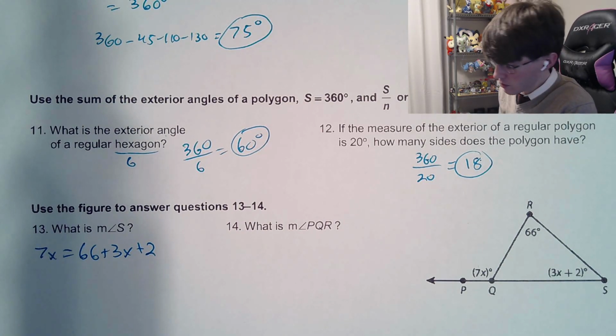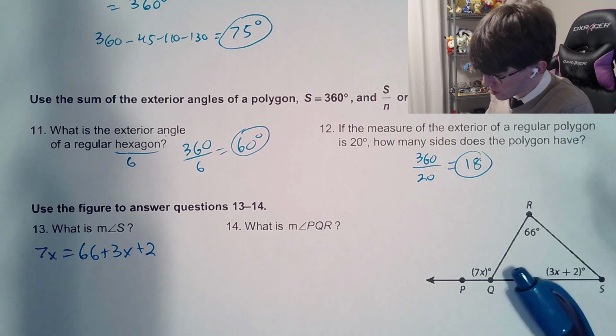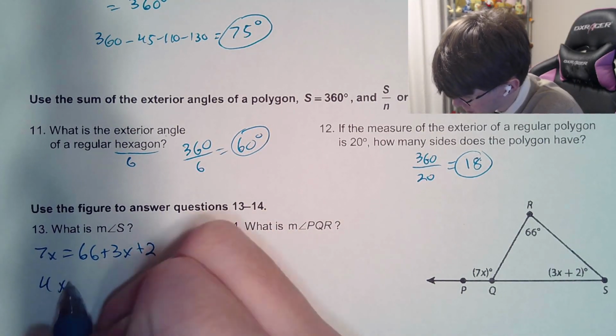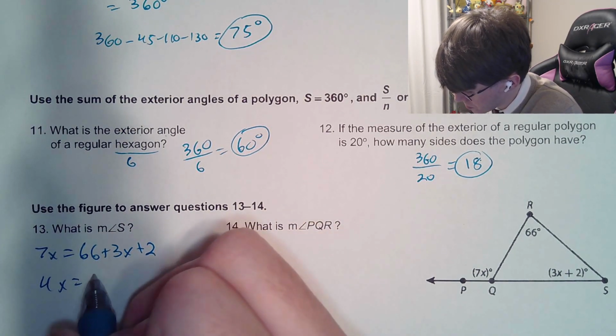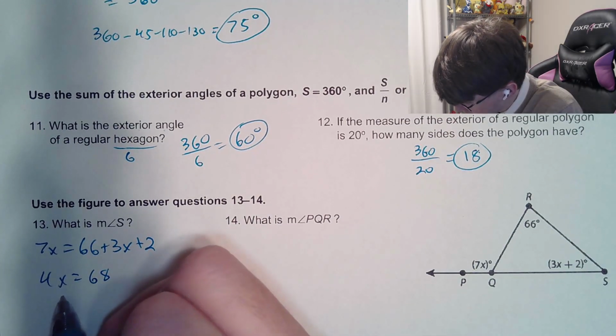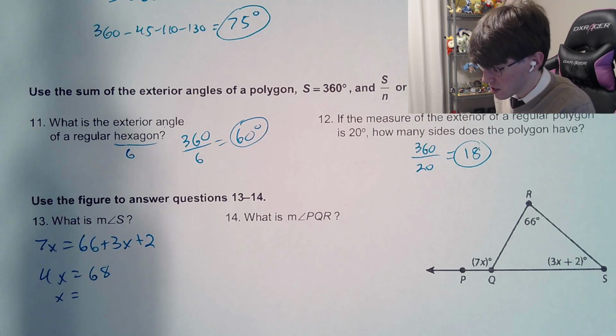From there, we definitely want to move the 3x to the other side. So we're going to be subtracting the 3x from both sides. I'm not going to show the work for it. 7x minus 3x is 4x. 66 plus 2 is 68. And then we can divide both sides by 4. And if we divide both sides by 4 there, we get 17.